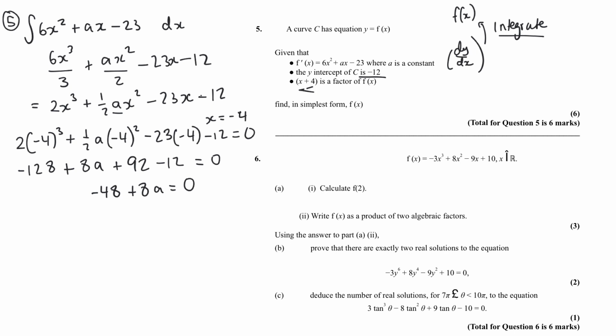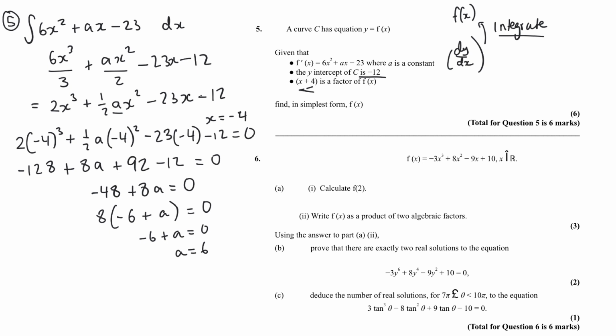And then we know that 8 is a common factor between 48 and 8, so then 8 bracket minus 6 plus a is equal to 0. So then minus 6 plus a is equal to 0. So then a is equal to 6.